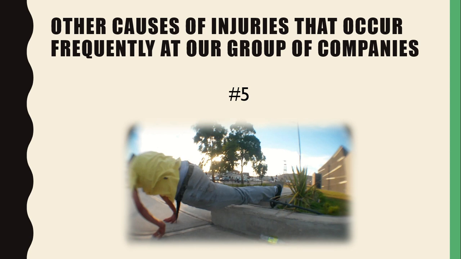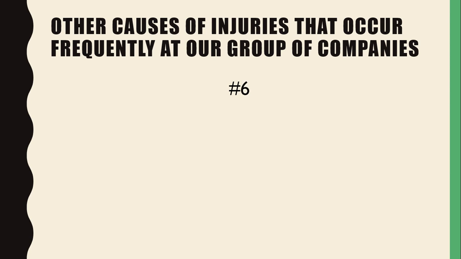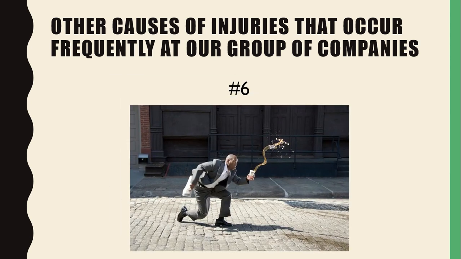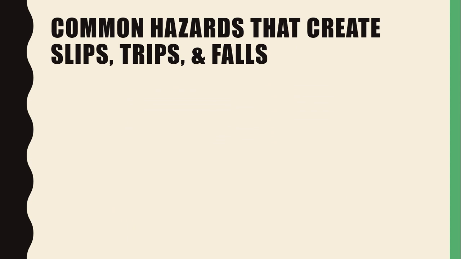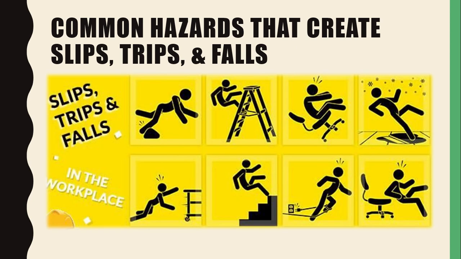And then other causes of injuries that occur frequently at our group of companies: a fall after stepping into an opening or a hole or an uneven walking surface. So common hazards that create slips, trips, and falls, well, oddly enough, not identifying slip, trip, fall hazards like electrical cords, uneven surfaces, protruding nails, holes, loose boards, clutter, things that we should be looking for at the beginning and the end of each shift, and reporting if there are things that we can't fix or prevent.